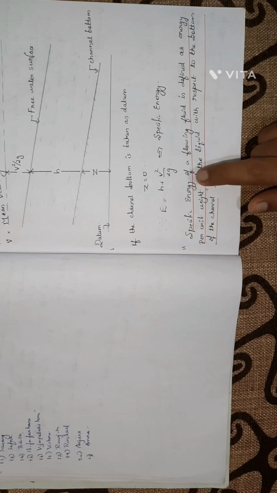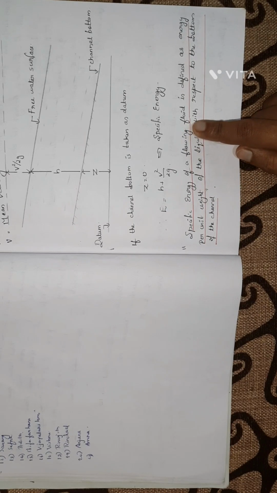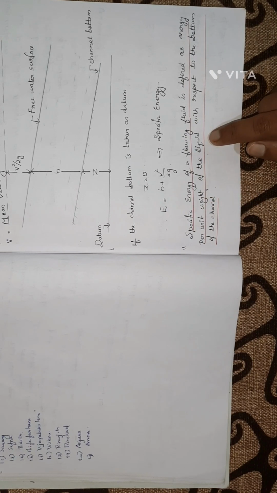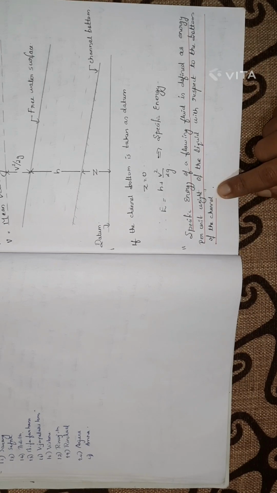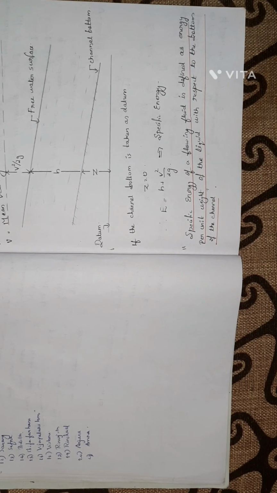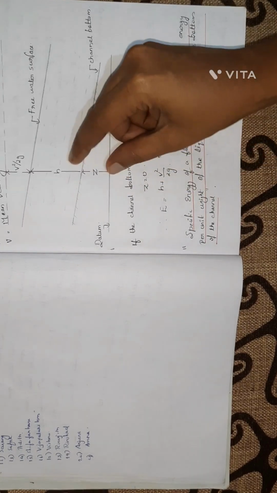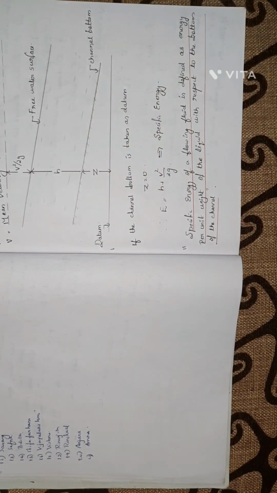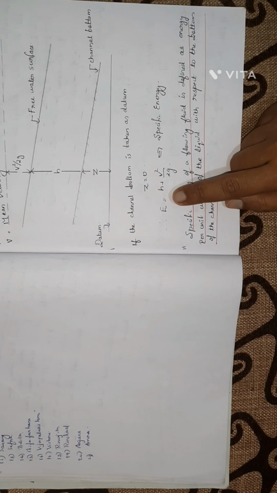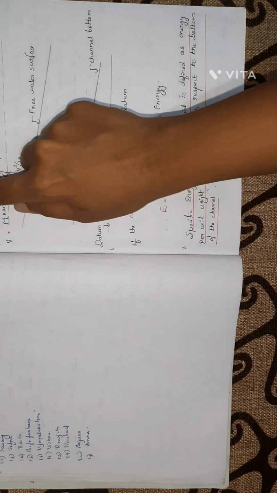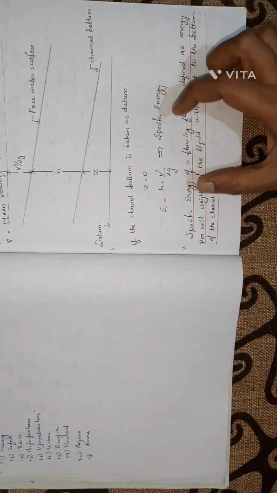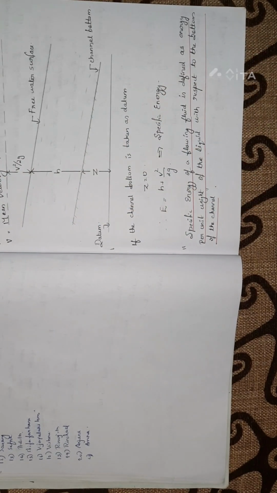That is, specific energy of a flowing fluid is defined as the energy per unit weight of the liquid with respect to the bottom of the channel. Okay. Specific energy, we always say with respect to the bottom of the channel. Therefore, the channel bottom will be taken as the datum. Hence, Z, that is the height from the datum to the channel bottom, will be 0. So, we'll get a term like H plus V square by 2g in the total energy, and hence this term is known as the specific energy. Okay.